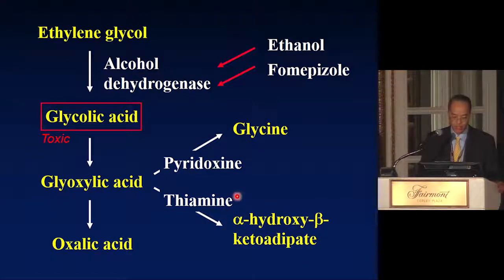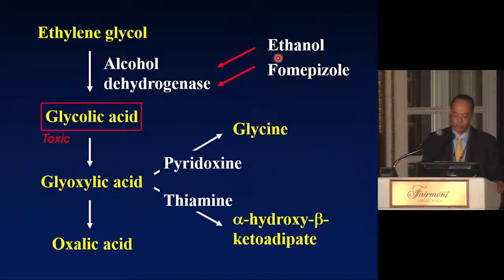And the cofactors for this are pyridoxine and thiamine. So we often give pyridoxine and thiamine to patients with ethylene glycol poisoning, but these are not, I repeat, not the major pathways. So the mainstay of treatment for ethylene glycol is to try and prevent it turning into these toxic acids. And so you want to try and inhibit alcohol dehydrogenase.